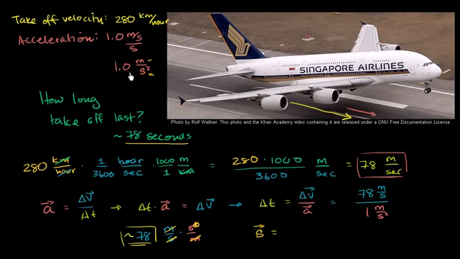But lucky for us, we learned, and I encourage you to watch the video on average velocity for constant acceleration. If you assume that your acceleration is constant, and that is what we are assuming in this example, then you can come up with something called an average velocity. If and only if your acceleration is constant, then your average velocity will be the average of your final velocity and your initial velocity.